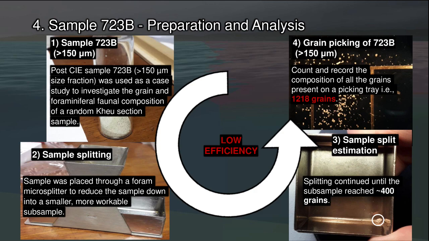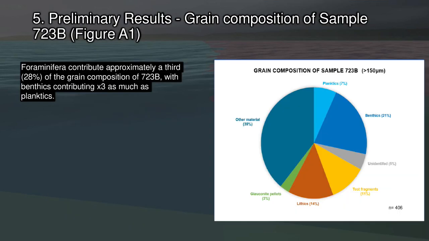However, this wasn't 400 grains, it turned out to be 12,018 grains, which was significantly larger than we needed. And as a result, this particular method of going about doing things is probably not that efficient, which we'll come on to later on how we could address that. However, we did generate some preliminary data from looking at this sample in particular.